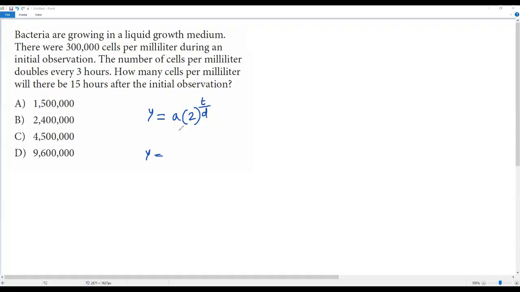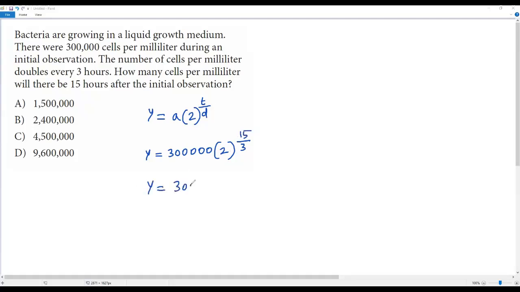Okay, so now let me plug in the initial value over here, that is for a. So that is 300,000. Then 2 to the power, so the value of d is doubling time, it's 3. And we have to find the value of y 15 hours after the initial observation, that is the value of t over here is 15. Okay, so now we have to evaluate this.